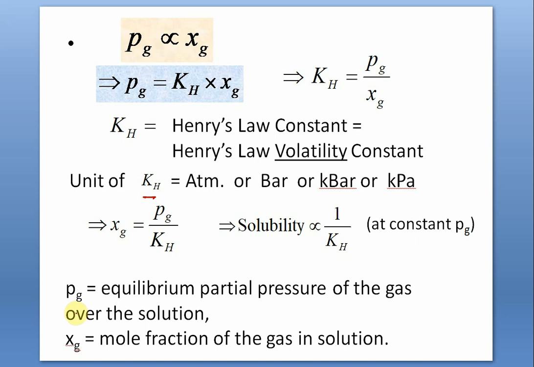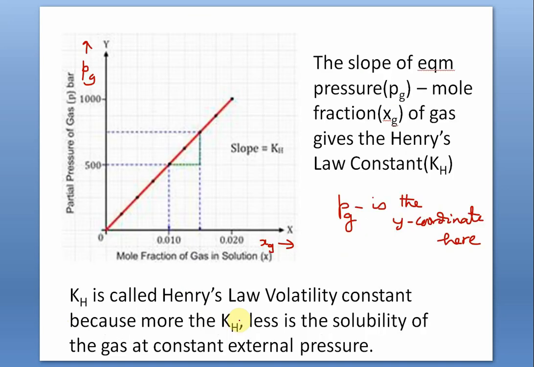So where Pg is the equilibrium partial pressure of the gas over the solution, Xg is the mole fraction of the gas in the solution, right? Now this is the graph. X coordinate is the mole fraction of the gas, and the y coordinate is the equilibrium partial pressure over the solution, and it linearly goes on increasing. The solubility goes on increasing with increase in pressure.